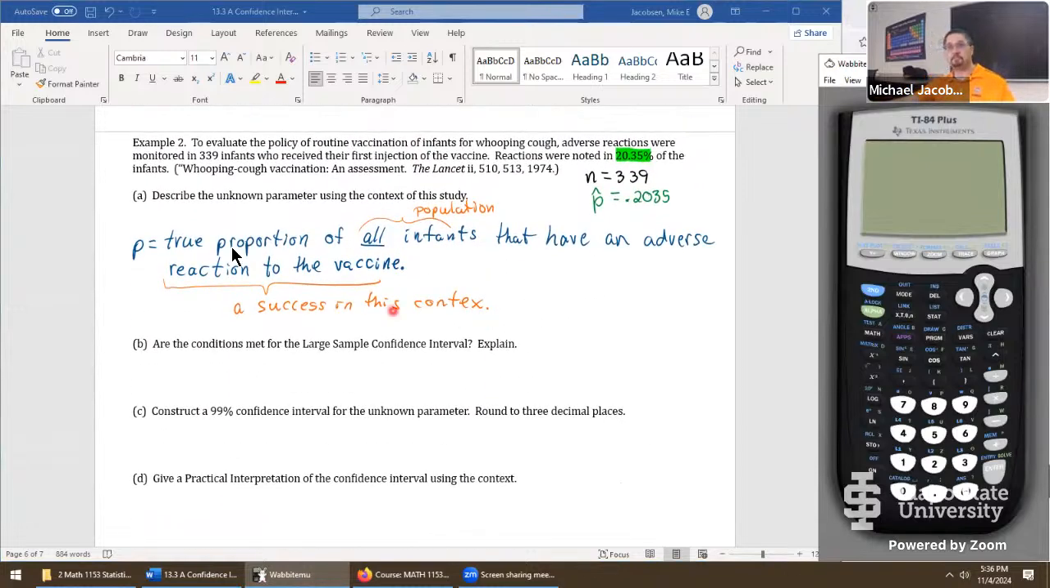So the way this problem started, it's familiar data. We've seen it before. We said p is going to be the true proportion of all infants that have an adverse reaction to this whooping cough vaccine. We said to the vaccine. That's still great. It captures the context. If you say vaccine in this situation, you've got to be referring to the whooping cough one, since we're constrained in that context. So the success here is having a reaction. Sample size was 339. And we didn't have the number of successes. We just had the statistic, p hat.